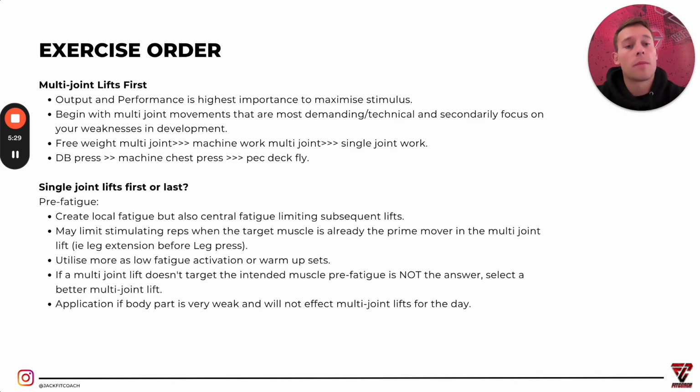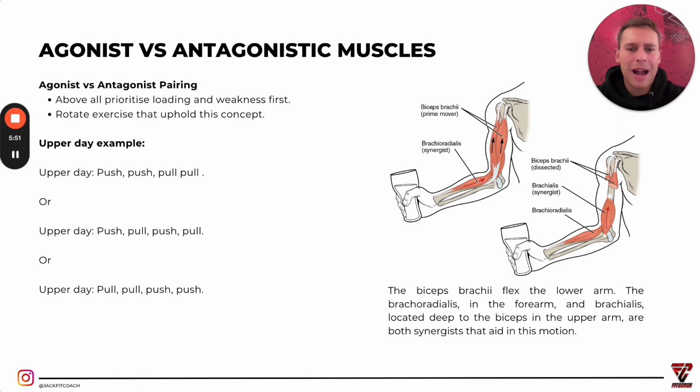and it won't compromise the performance of the multi-joint lift planned for that session. So you might go into your leg sessions by doing a lying or a seated hamstring curl just to get your knees warm before you then move into that main multi-joint lift, whether it's a barbell back squat, a hack squat, a pendulum squat, a leg press, whatever is programmed for you. Now, agonist and antagonistic muscle groups play a critical role in optimizing your workouts.